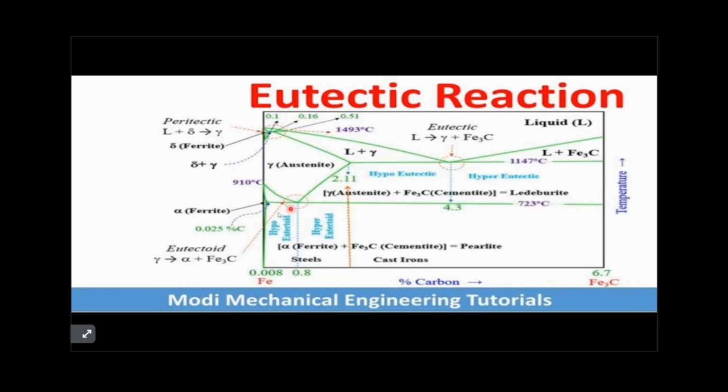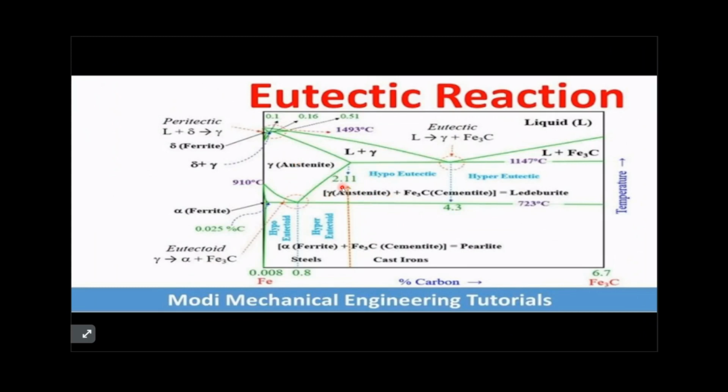Third reaction is known as the eutectoid reaction. So this is the eutectoid reaction. In the eutectoid reaction, the gamma austenite will be converted into alpha ferrite and ferrous carbide, that is cementite. This is known as eutectoid reaction. These eutectoid reactions take place at the temperature of 723 degrees Celsius, that is the low critical temperature. So these are all the different types of reactions.